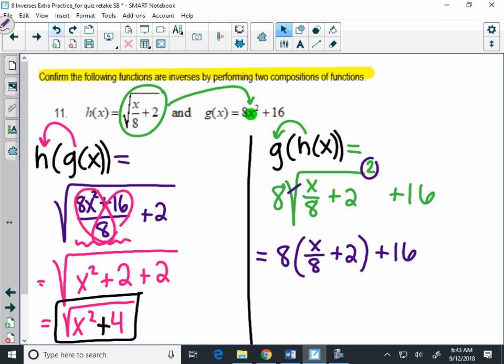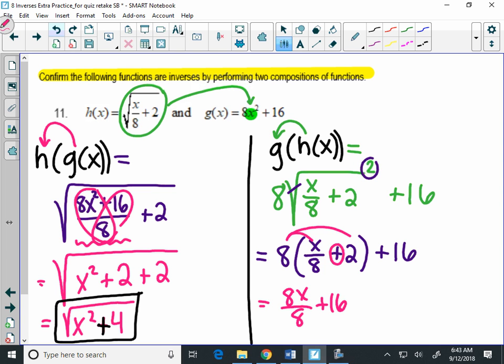Now again, some of us want to just cross off the 8's. That is not okay. You need to distribute the 8 here. Because there's a plus sign, you have to distribute. So when I distribute that, I get 8x over 8 plus 16, and then plus 16 again. Now we can simplify to finish. The 8's will cancel, which gives me x plus 32 when I add these up. That is the result of the second composition.